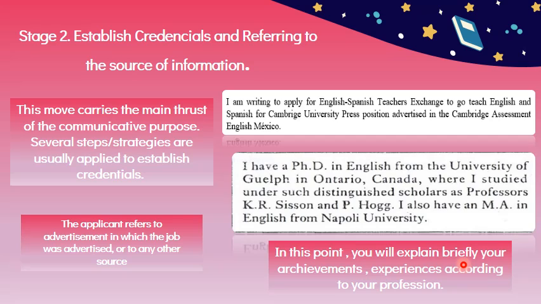For example, I have this referring information. We have this example. I am writing to apply for the English-Spanish teacher exchange to go teach English and Spanish for the Cambridge University Press position, advertised in Cambridge Assessment English, Mexico. This is the job. The job is that Cambridge Assessment Mexico, or Cambridge University Press, needs to exchange teachers to teach English and Spanish from other countries.